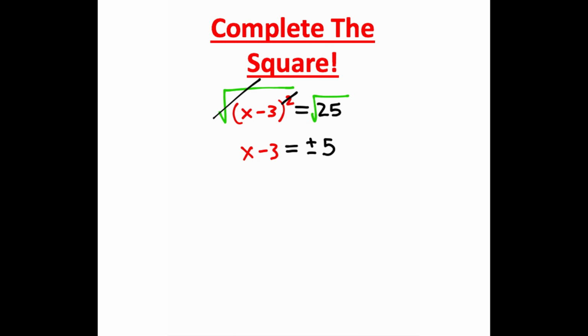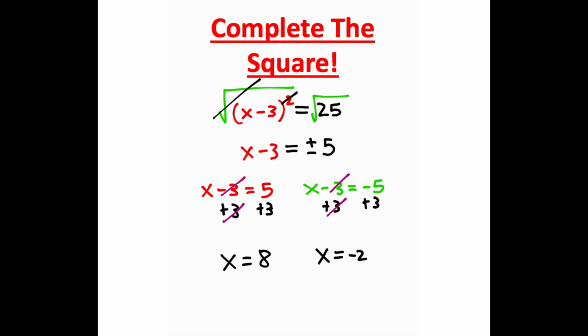So what we're now going to do is split this into two different equations where we have the positive and the negative 5 that we're solving for. I'm going to solve both these equations simultaneously, and what I'll get is these 3's to cancel, which will leave me with x equals 8 and x equals negative 2.